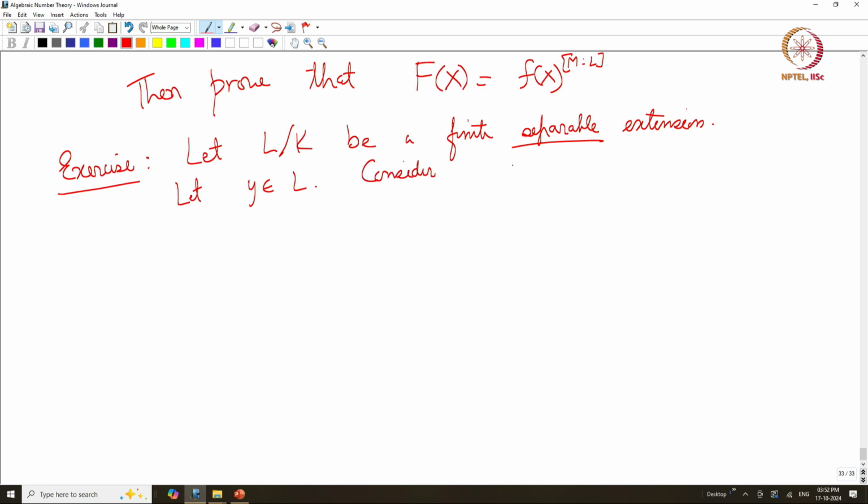Consider this field K(y) contained in L. So, this is the smallest field containing both K and Y. So, you look at quotients of all polynomials f of x over g of x with coefficients in K, and then you evaluate them at Y, provided that g of y is not 0. So, those are the kind of elements that are in K(y). So, that is a more concrete description of what K(y) is, but a more conceptual description is that it is the smallest field containing both K and Y.